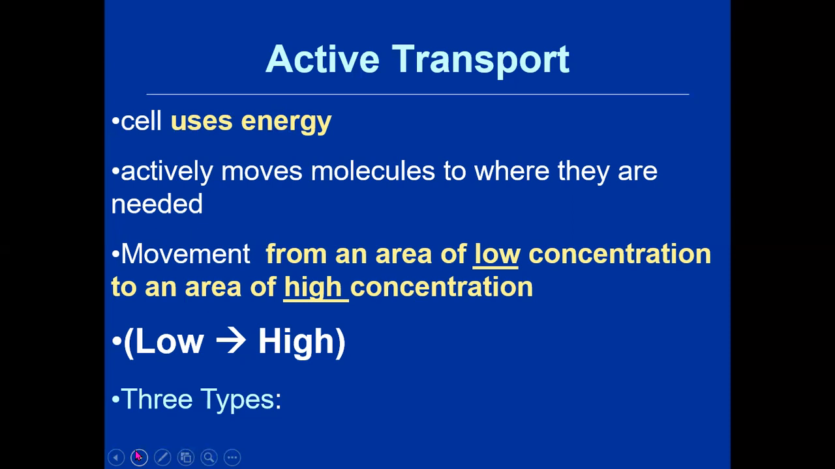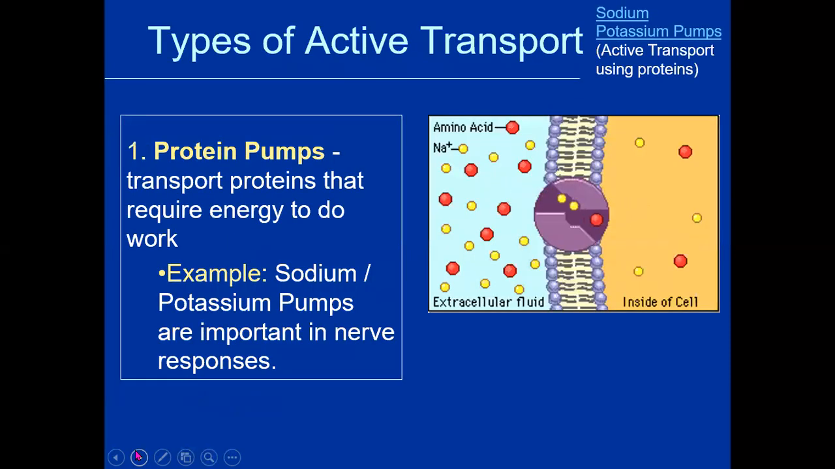So the movement is from low concentration to high concentration. Therefore, energy has to be spent. And the types normally that we consider under here are 1, the protein pumps, 2, endocytosis, and then 3, exocytosis. Okay, the protein pumps, the endocytosis, as well as exocytosis.